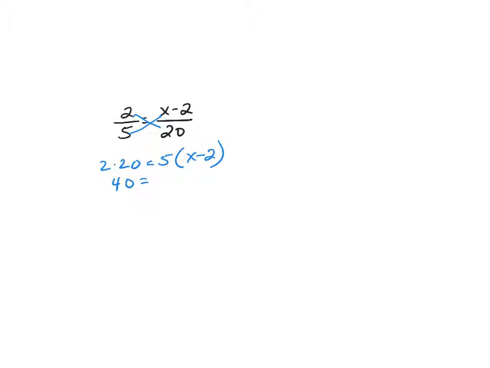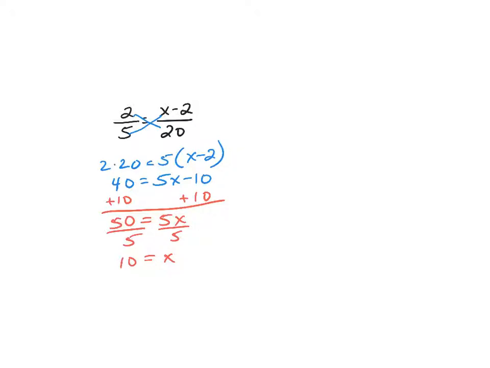I need to get rid of the parentheses on the right-hand side. I get 5x − 10. And then I'm going to add 10 to both sides. If I add 10 to both sides, I get 5x is equal to 50. And then if I divide both sides by 5, I get a final answer of x is equal to 10.